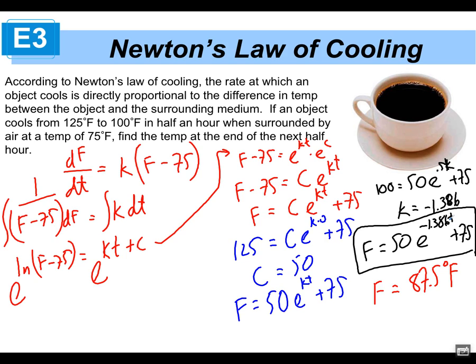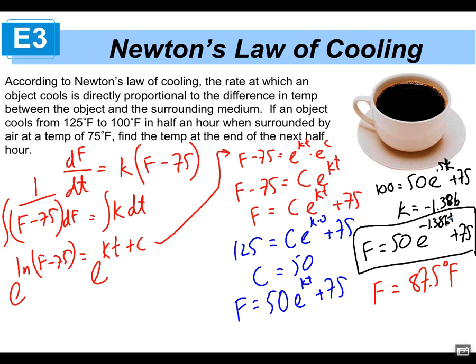What did you say we should plug in for t? 1. Why? Because it's 100 degrees after a half hour, so we've now gone a half hour, and then it says at the end of the next half hour. So we've got 2 half hours. Oh, I see. 2 times a half is 1.